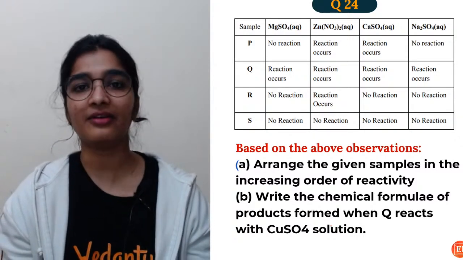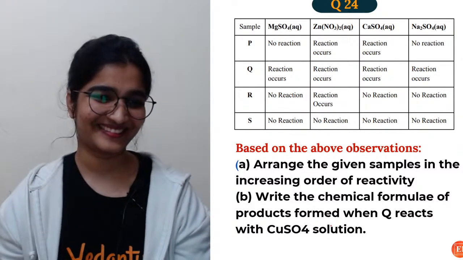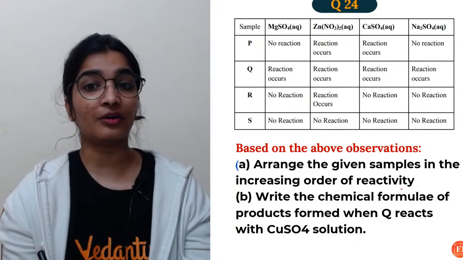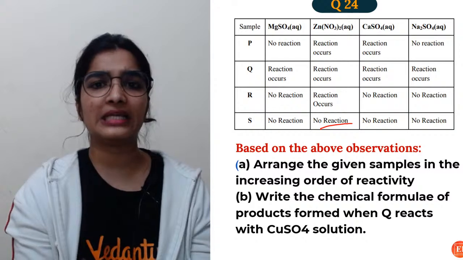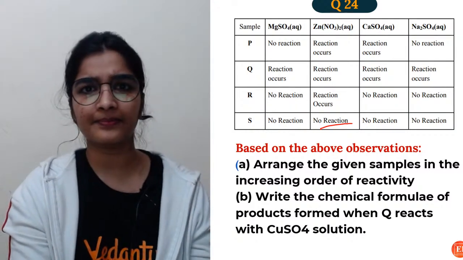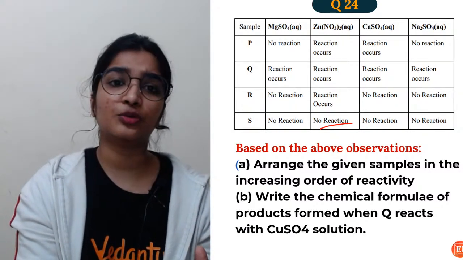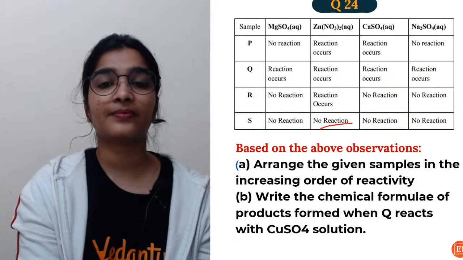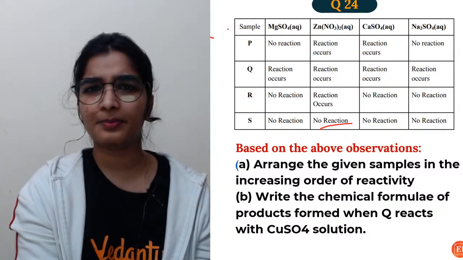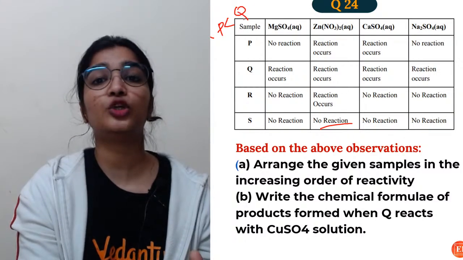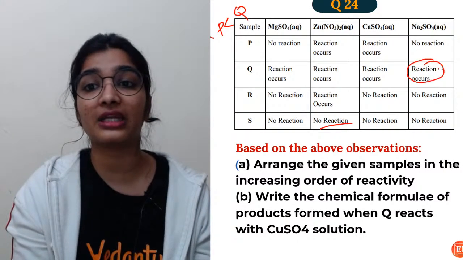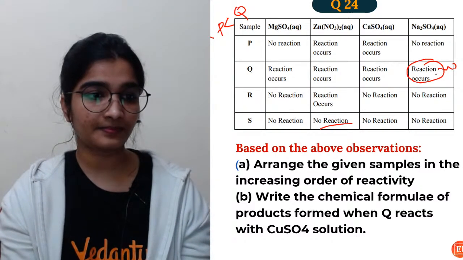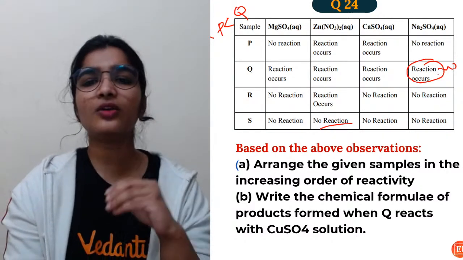Yes, this is done, right? I know, we'll just do it again. So arrange the given samples in the increasing order of reactivity. You can see that here. So S is not reacting with anything, right? So obviously it should be less reactive, and then comes R, and then it is P, and the most reactive would be Q because it can even react with sodium sulfate. Okay. So write the chemical formula.